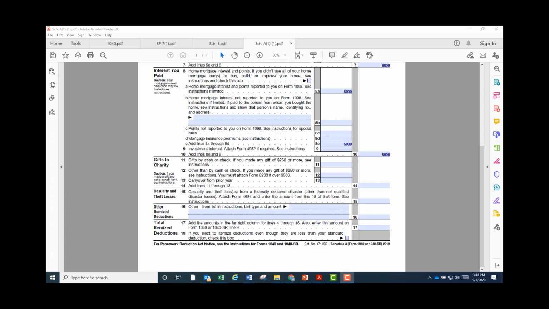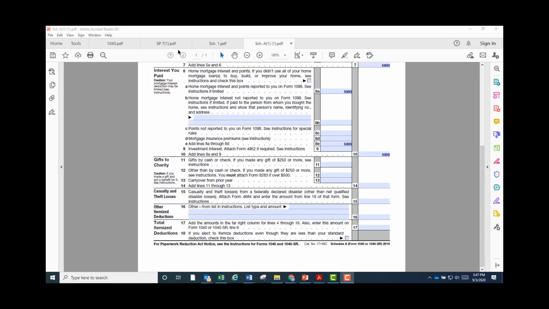Another category of itemized deduction are gifts to charity. Line 11 reports the gifts by cash or check. So the taxpayer made a cash payment or wrote a check to any of the charity, United Way, Baptist Church, and any of these gifts that's $250 or more, we need to report them. Line 12, if it's not cash or check, then we report in line 12 gifts of $250 or more, and we also must attach Form 8283 if it's more than $500.